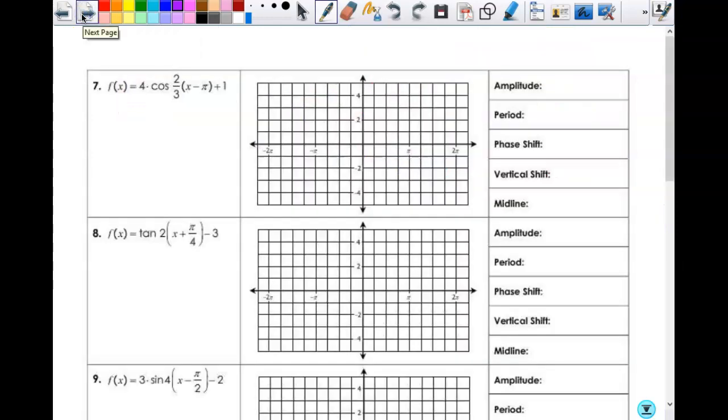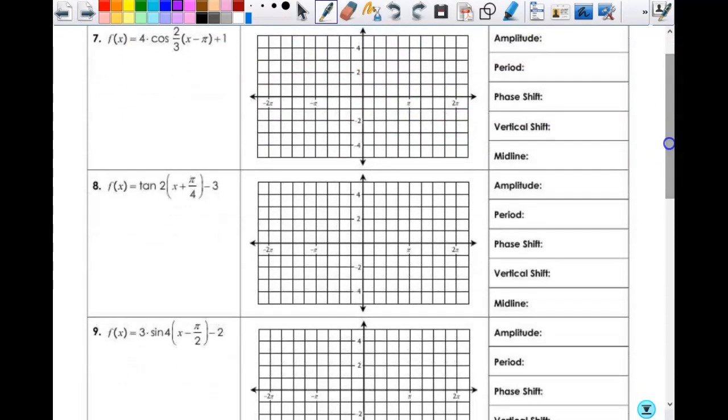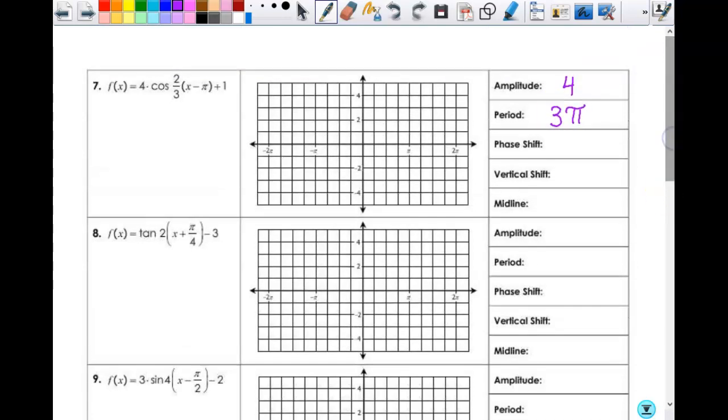Okay, so number 7. Looking at it that way on the computer is kind of backwards from this. There you're taking the graph and trying to create the equation. Here I'm giving you an equation, and you're having to graph it. So what is the amplitude here? 4. What is the period? 3 pi. Christopher's question was, is there an easier way to figure it out?